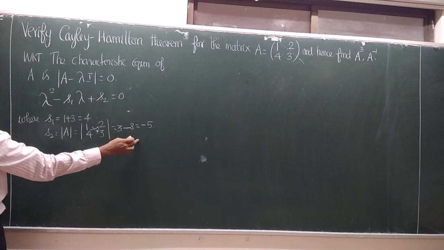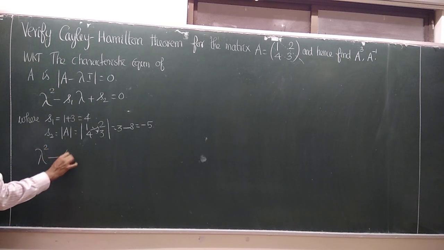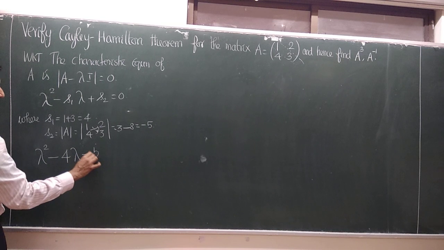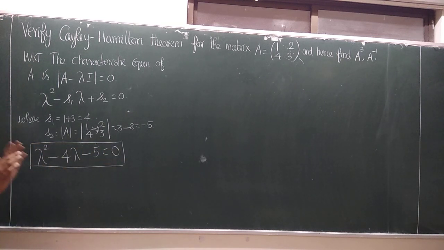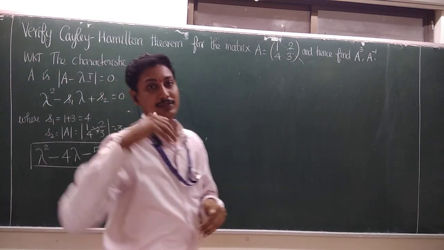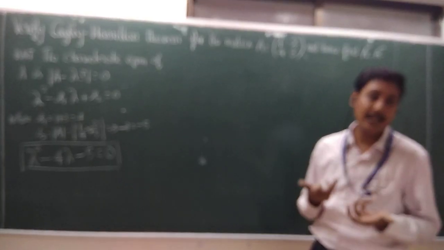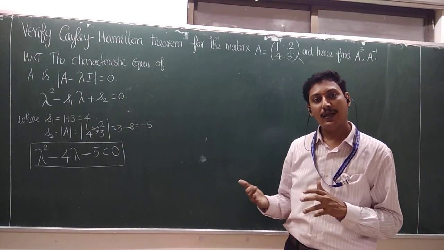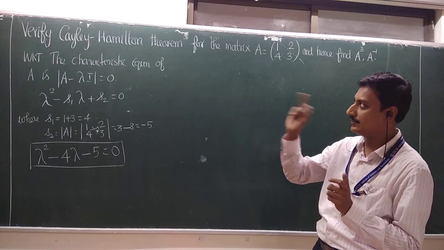If I substitute S1 and S2 in this characteristic equation, we get lambda squared minus 4 lambda minus 5 equal to 0. Is that clear? Normally, when we solve this characteristic equation, we get the corresponding eigenvalues as well as the eigenvectors. But this time, that is not the question. The question is to verify the Cayley-Hamilton theorem.